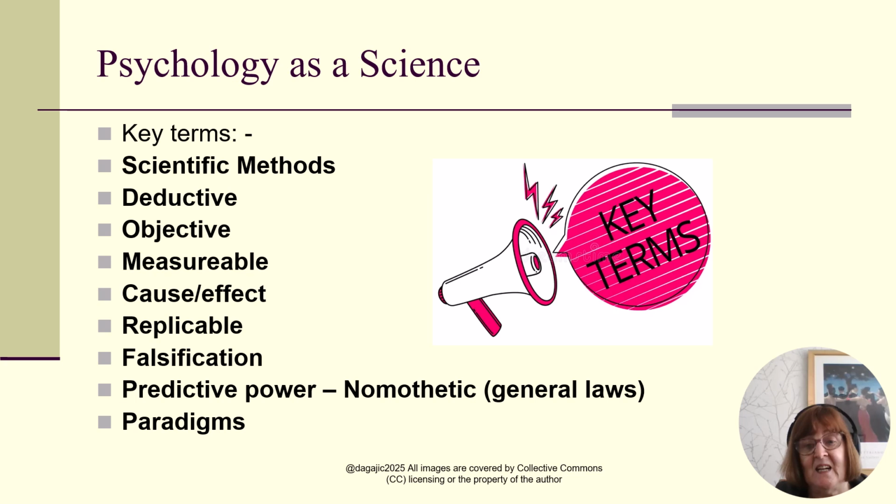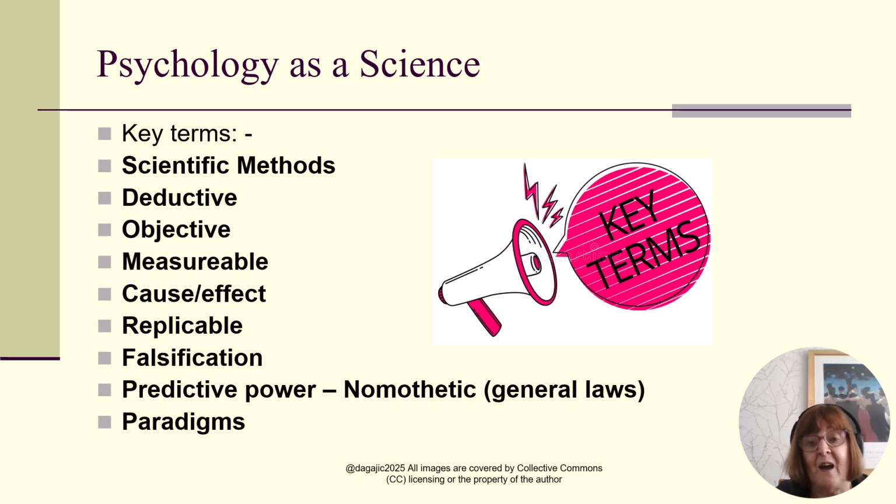One of the key things we need for science is scientific terminology. So on this screen are some of the terminology that you will need when you're talking about psychology as a science. So things like talking about scientific methods, and the most scientific method is of course the experiment. Science needs to be deductive. So we're looking at our evidence and we're coming to conclusions based on our evidence. It needs to be objective. So we need to be clear about what we're looking at. We can't be subjective. It isn't about opinions.